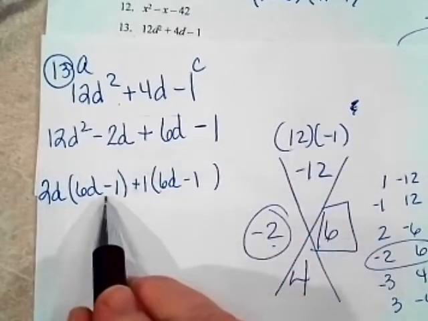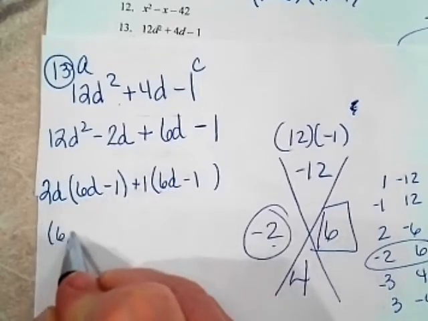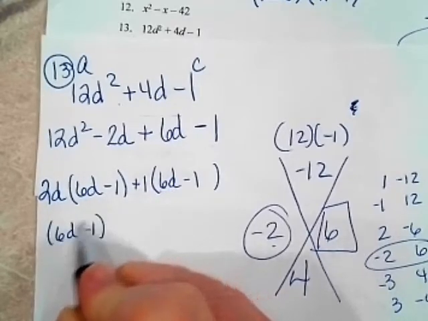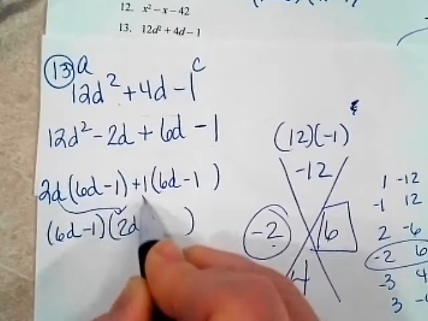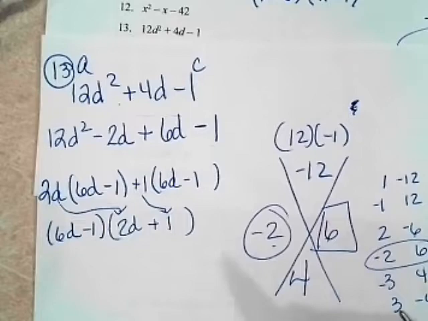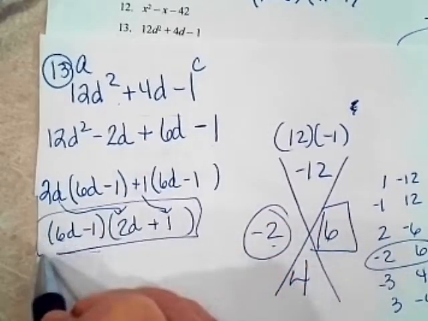Now, when you get to this point, your goal is that whatever's in parentheses is the same. It's in one of your parentheses, and then the 2d goes there, and the 1 goes there. So you have factored, you have your answer right here.